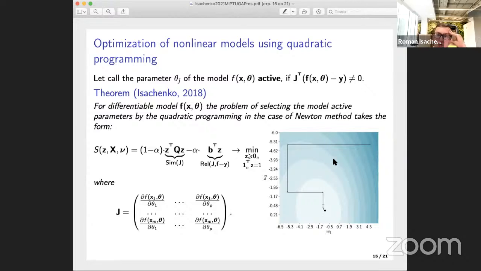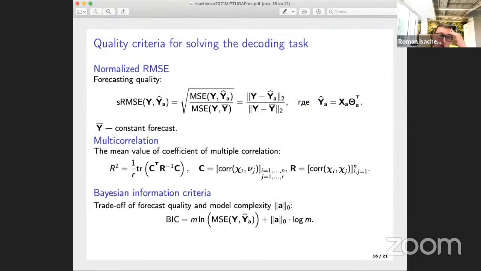The slide shows a two-dimensional model example of choosing a single active parameter when optimizing the model. For the practical analysis of the proposed methods, we introduced the following quality criteria. The normalized error indicates the quality of the forecast. The multi-correlation coefficient is responsible for the stability of the final decoding model, and Bayesian information criteria is a measure of the complexity of the model.